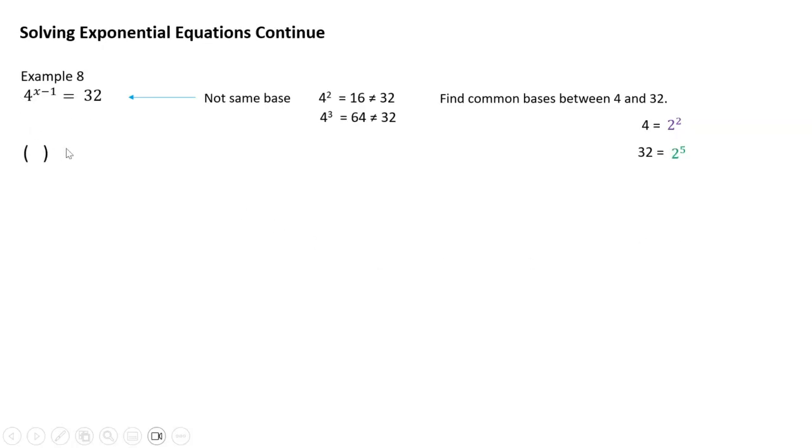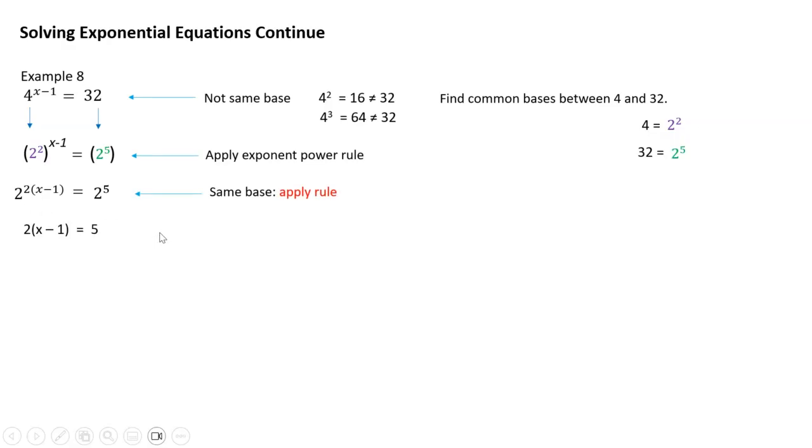So for the 4, I'm going to replace it with 2 squared, bring down the exponent, the x minus 1. And for the 32, I'm going to replace it with 2 to the 5th power. Now on the left side, we're going to apply again the exponent power rule, a power to a power, so we multiply 2 times x minus 1 equals 2 to the 5th power. Now the bases are the same, which means we can apply the rule, so we let the exponents equal each other.